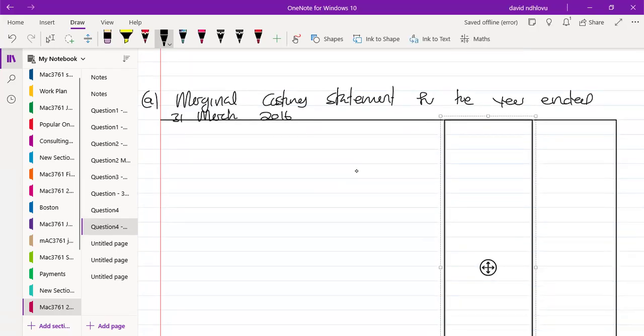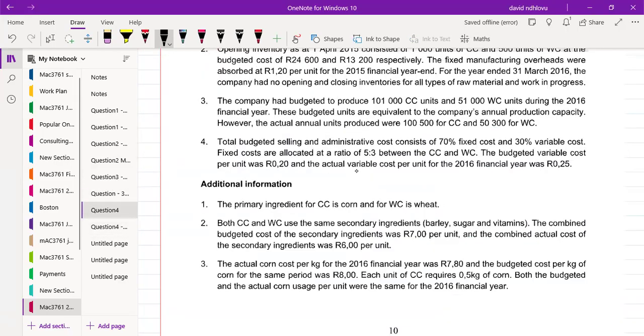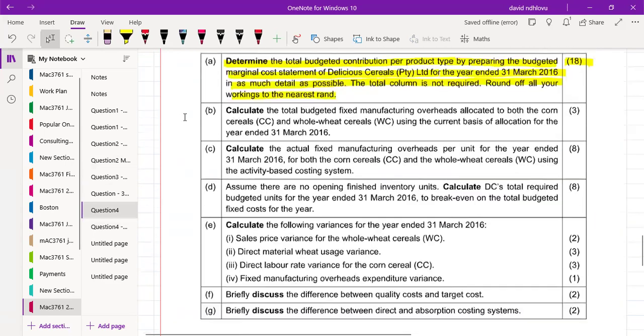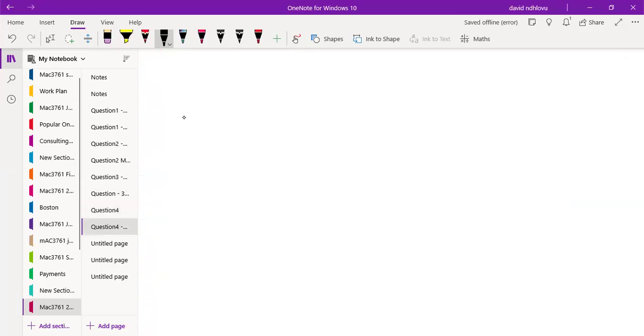All right, so let's check the question, the required here. They wanted the budgeted contribution per product type. So instead of saying marginal costing statement, we should have said budgeted contribution per product type. But anyway, it's fine. So we are dealing with the budget, not the actual.